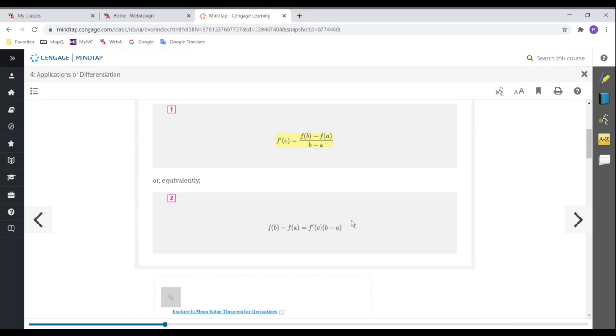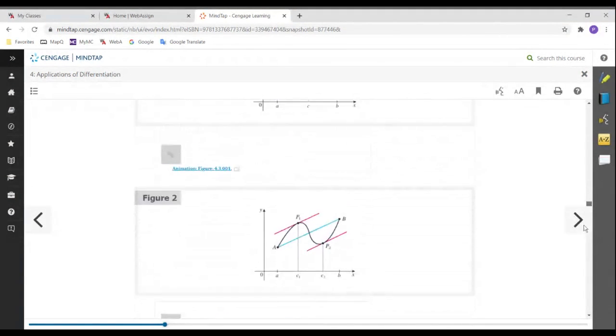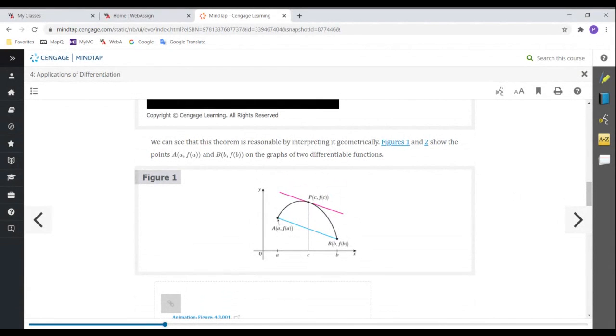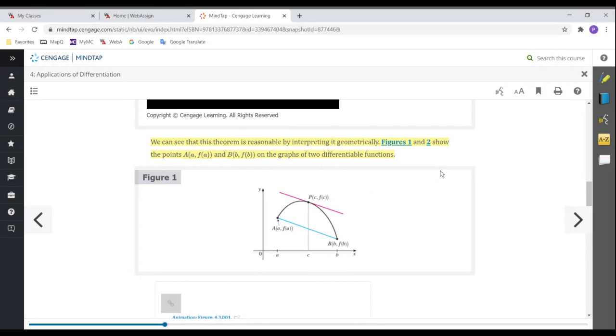Another way of saying it is f prime of c times b minus a is equal to f of b minus f of a. And the theorem is a lot easier to understand if you look at it graphically. So I'm looking at figure 1 here, where they have a function f that goes from a to b, and they have points a and b here.